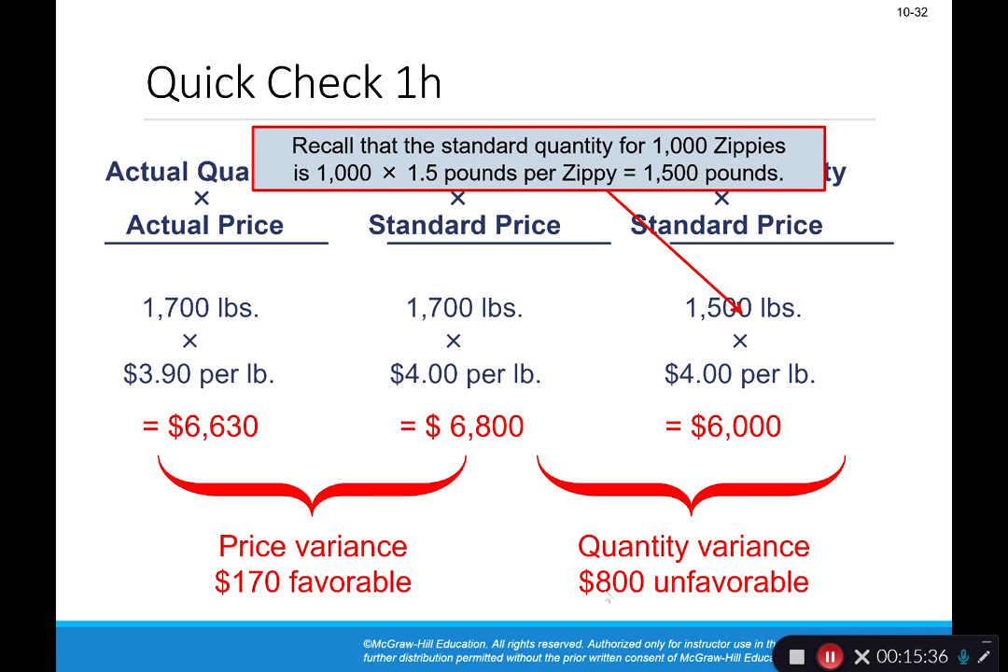And as a reminder, to get our SQ, it's the standard allowed per unit times the actual production of final product. So it's the 1,000 Zippies, that's our final product, times the amount allowed per unit, which is the 1.5 pounds. So the only time that the actual final product, the Zippies in this case, come in is when you're getting SQ. Don't confuse the actual quantity that we want over here for our AQ with the 1,000 Zippies. The AQ is the actual quantity of materials, not final product.